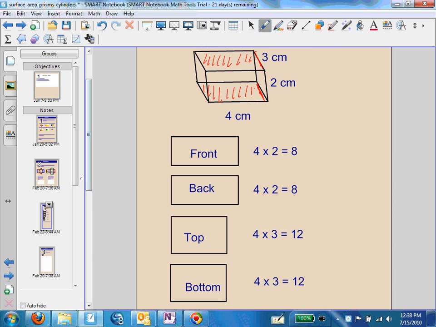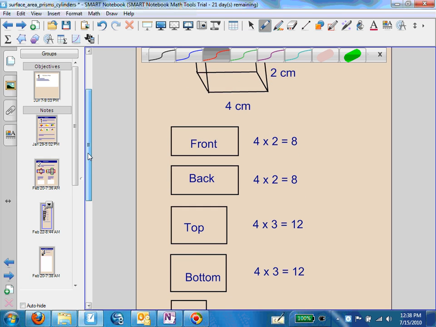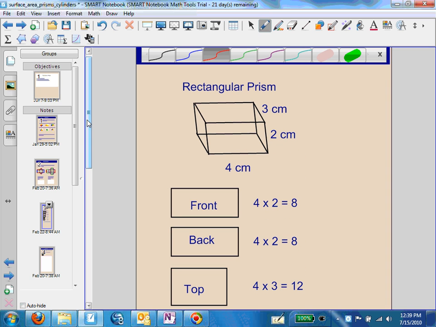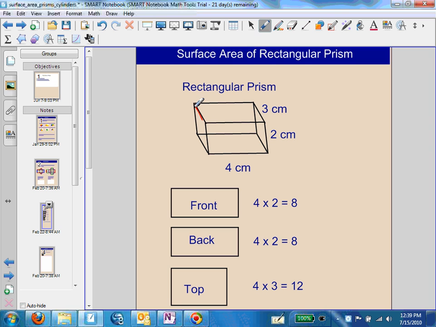So then we have the two sides, which are going to be congruent to each other. So for the two sides, we have the left side and the right side. The left side is going to be this 3 up here times the 2 right here. So that's 3 times 2, which is 6. And over here it's the same, 3 times 2, which is 6.